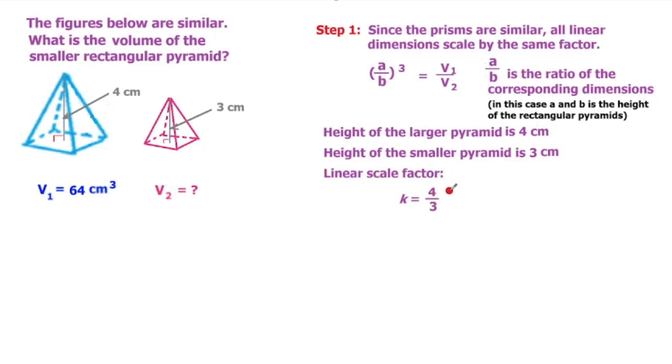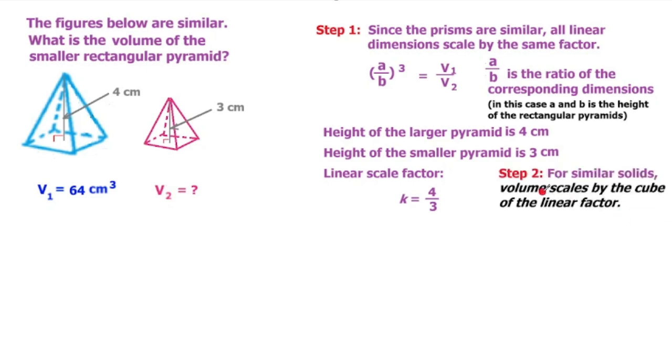In this case, our ratio is the larger over the smaller. So V1 is the larger volume, V2 is the smaller volume, and we just have to keep it consistent. For similar solids, volume scales by the cube of the linear factor, and we just calculated that factor. So now we take the cube, and it's going to be 64 over 27 when we cube both of these. So now 64 over 27 equals V1 over V2.